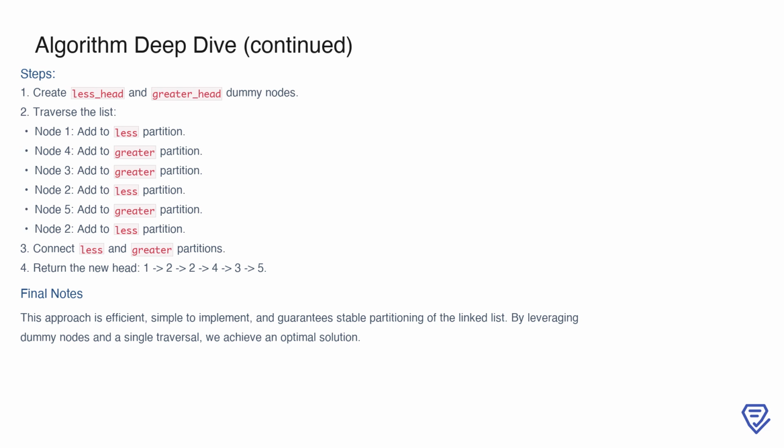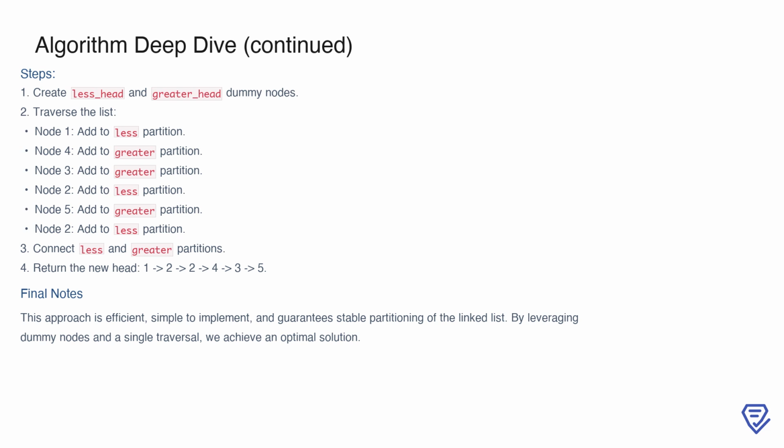Then, as we traverse the list, we encounter each node and add it to the appropriate partition. Node 1 is added to the less partition. Node 4 goes to the greater partition, as does node 3. Node 2 is added to the less partition, while node 5 is added to the greater partition. Finally, the last node 2 is added to the less partition.